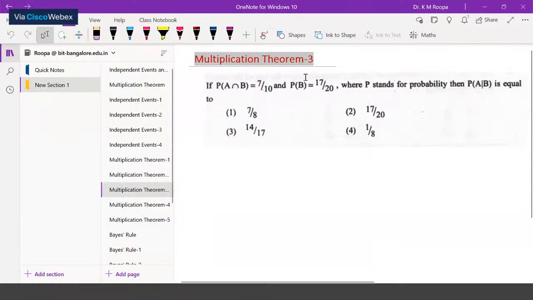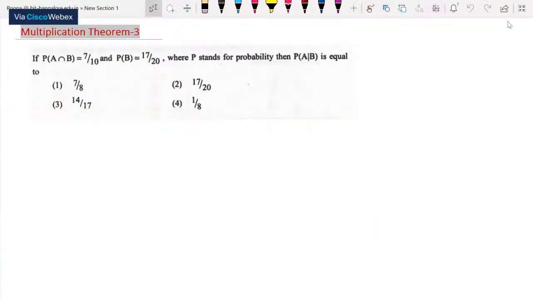Next problem. If the probability of A intersection B is given as 7 by 10, and the probability of B is 17 by 20, where P stands for probability. It is not necessary to explain what P stands for, they give it in the question paper. Then the probability of A slash B is equal to?